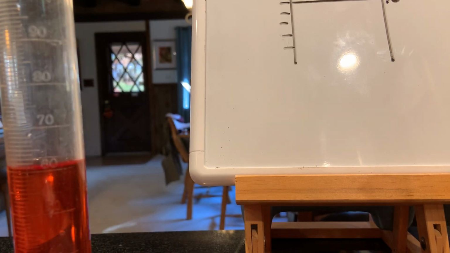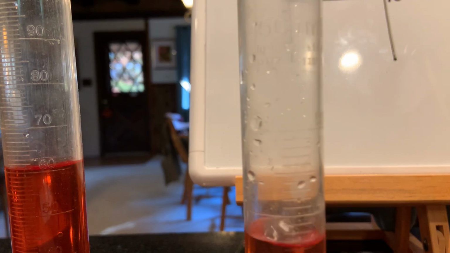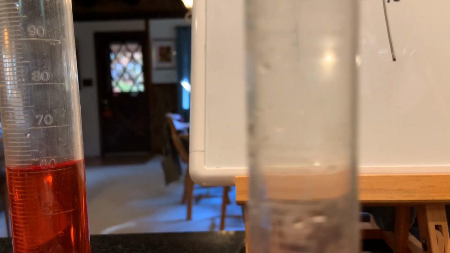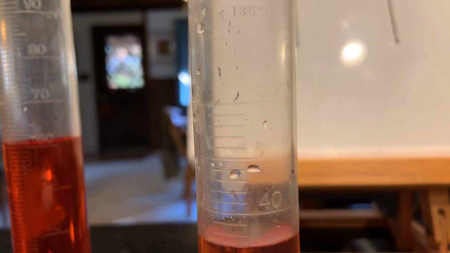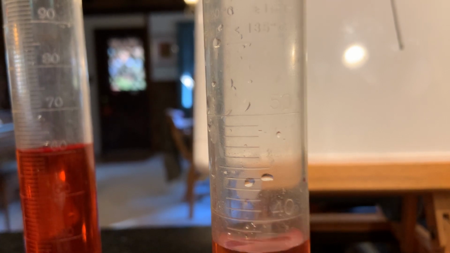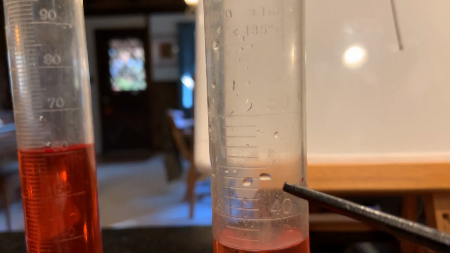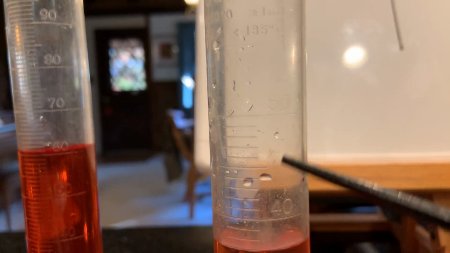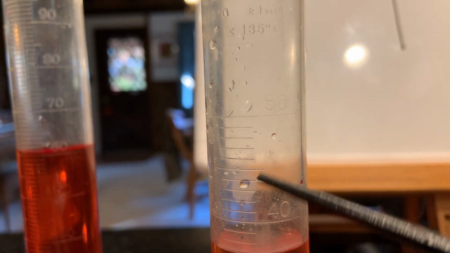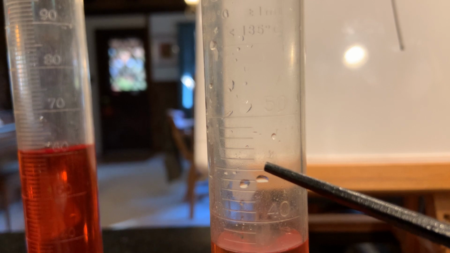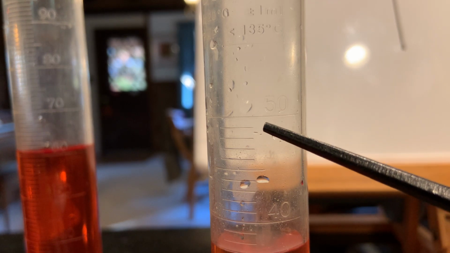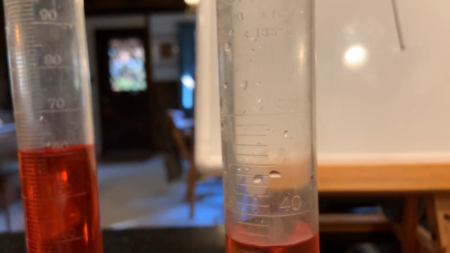All right, let's take a look at our next one. This one's the 50 milliliter graduated cylinder. Okay, so here's 40 right here. And there's 50 right here. So that's 41, 42, 43, 44, 45, 46, 47, 48, 49, and 50. So this one's graduated by 1 also.